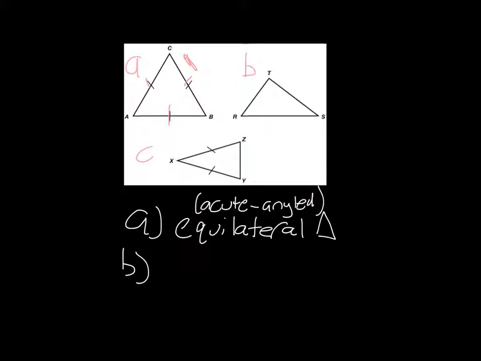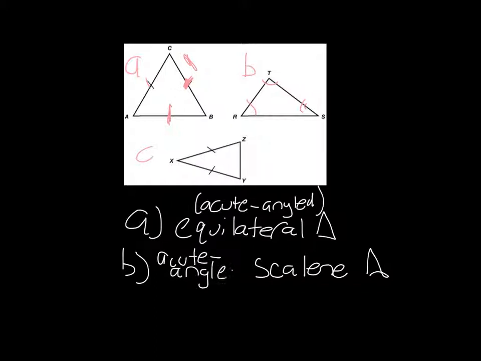So let's look at B. For B, we have no sides equal. We could get a ruler out and measure it, but we haven't been told that any of them are equal by these lines that we had in the first one. So if all sides are different, all angles will be different, and this is a scalene triangle. We can just look at it and see that all three of these angles are actually less than 90 degrees. They're all sharp angles, they're all acute angles. So again, this is an acute angled scalene triangle because no sides are equal.